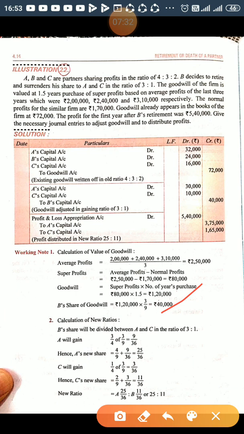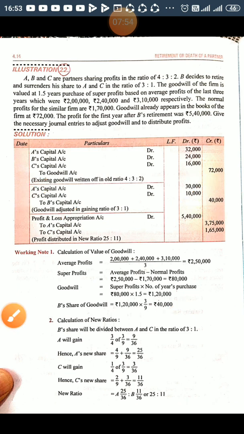So the journal entry is: continuing partners' capital accounts in their gaining ratio to the retiring partner. So A and C are gaining. So A's capital account debited, C's capital account debited, to B's capital account. The 40,000 will be shared by A and C in the ratio of 3:1, that is 30,000 and 10,000. So this is goodwill treatment.